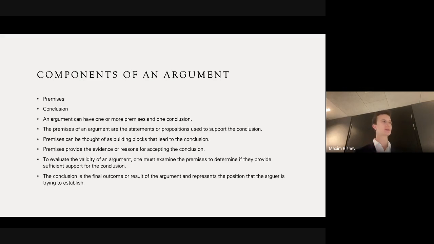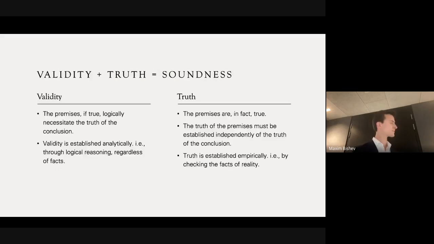So I just want this to be crystal clear, because we will move on to fallacies and problems in logical reasoning. So it's really important to have this without a shadow of a doubt embedded in your mind. So I mentioned that an argument has two parts to check that it's sound. A sound argument is one that should be believed, the conclusion of which should be accepted based on the requirements of logic and reality. So validity means the premises, if true, logically necessitate the truth of the conclusion.